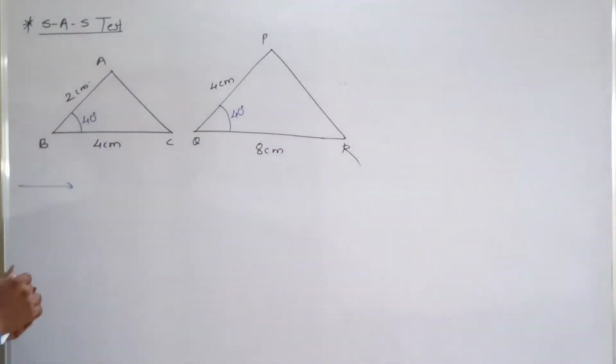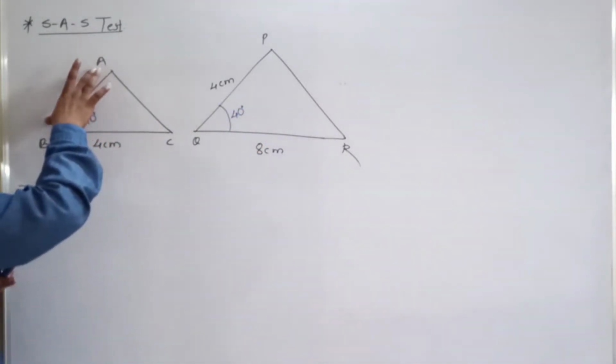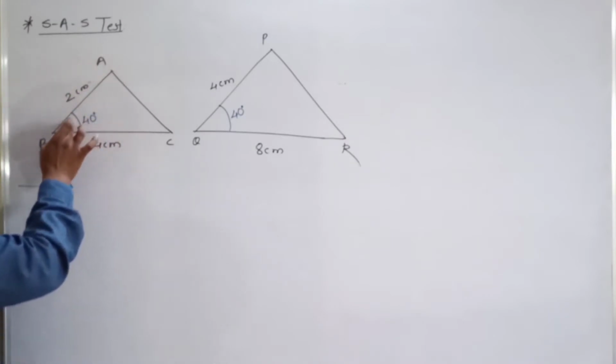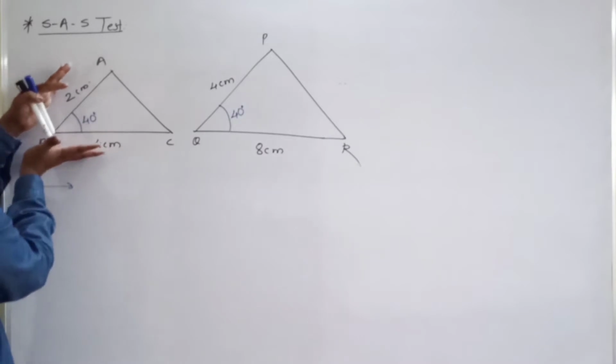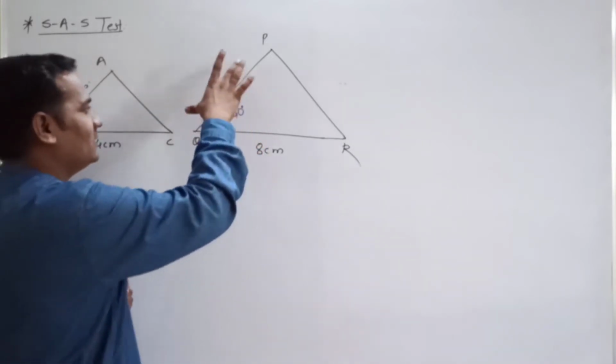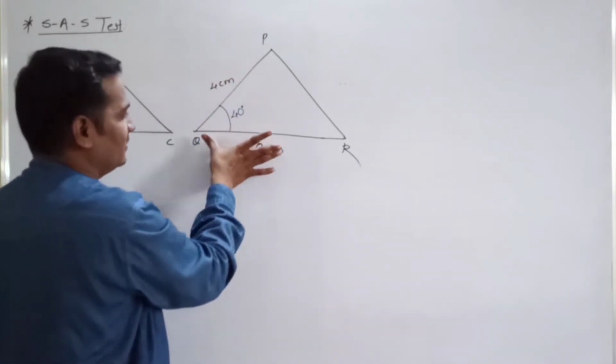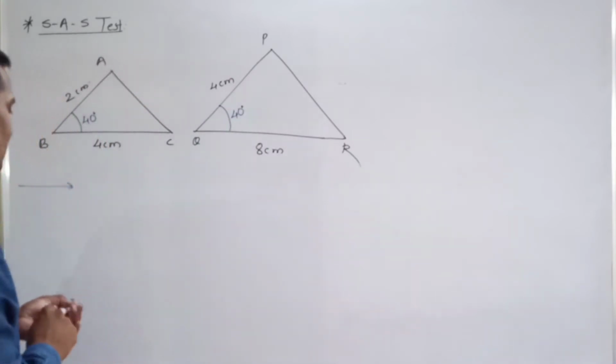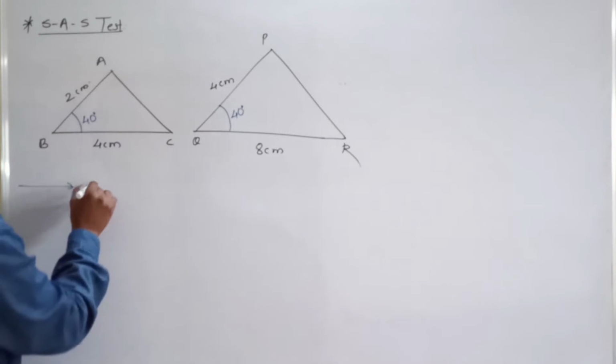Now observe these two figures here. Side angle side means this angle is in between these two sides. In this case, again side angle side, the two sides should be in proportion. So let's take those two triangles again here.